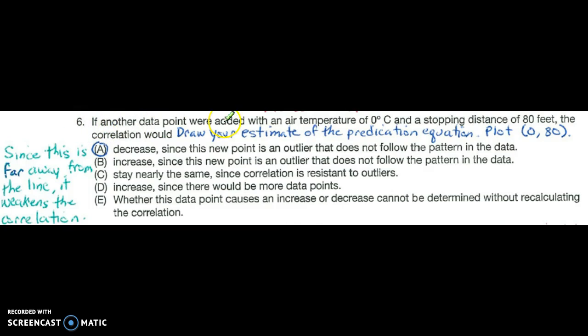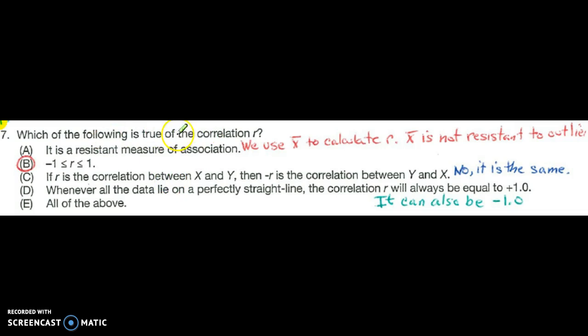In problem number 6, we're going to add another data point at 0 degrees Celsius and stopping distance of 80 feet. When you look at the graph, you could see this is way far away from the rest of the data. Because it's far away from the data, it's going to weaken the correlation. So the correlation is going to go down because the new point is far away from the rest of the data.